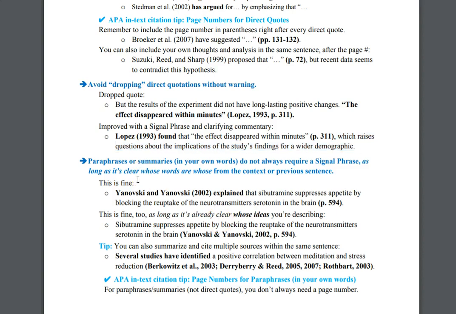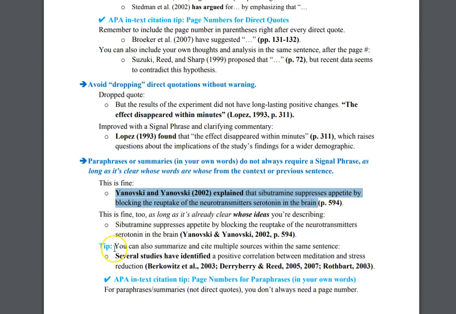If you want to paraphrase or summarize, you can do that. The first one is probably the strongest for you guys: the author explained that, and then taking what the author said, putting it into your own words, and explaining it. Then you would have the page number in the journal where you read it. If you didn't have a page number, you don't need to put one there.